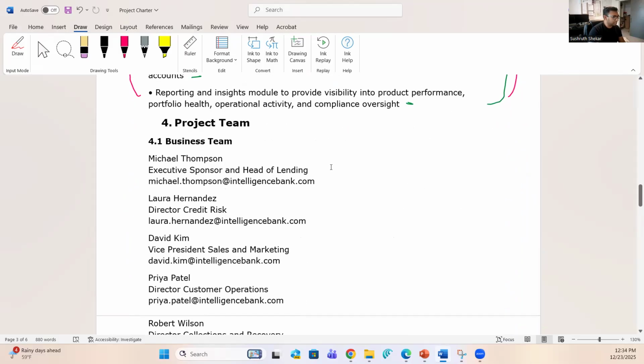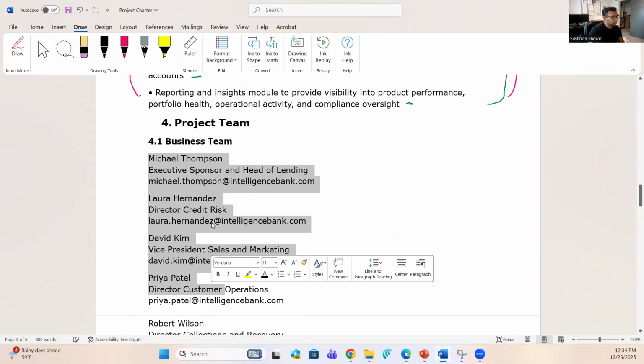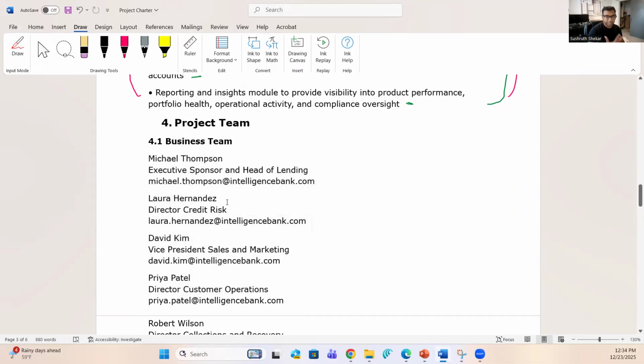So next is the project team. The project team consists of two broad segments. And by the way, everybody in here, these are all fictitious names. I just want to mimic a real-time document, hence I've just generated these names. So there are two broad segments. One is the project team.